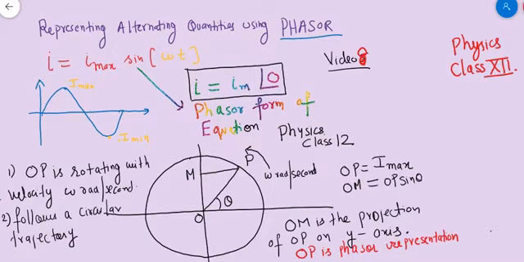So this phasor which is moving has a projection on the y-axis given by I max sine omega t, and therefore this phasor actually represents the equation of an alternating quantity, because the projection on the y-axis is the same as the equation. OP sine theta, theta is given by omega t. But there is another part to this, which is angle 0, which I'll talk about in my next video.